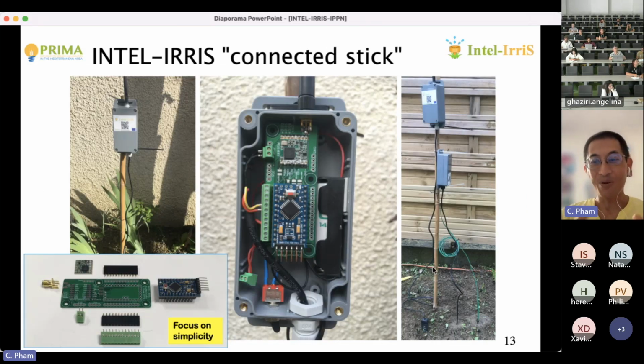So this is how I interpreted our IntelliRisk connected stick. One of the main objectives was really to have a design as simple as possible for the hardware platform. So as you can see, I believe it is hard to make it simpler. You have a microcontroller that you can buy for €1 from a Chinese manufacturer. This is the Arduino Pro Mini. We take the 3.3 volt version in order to decrease the power consumption.